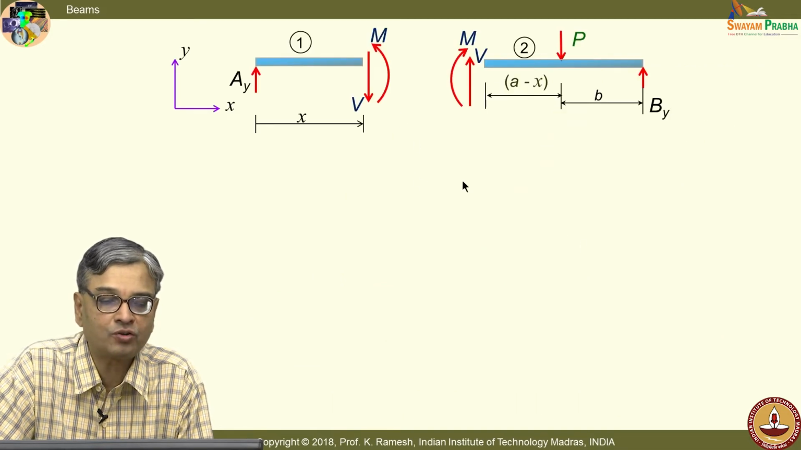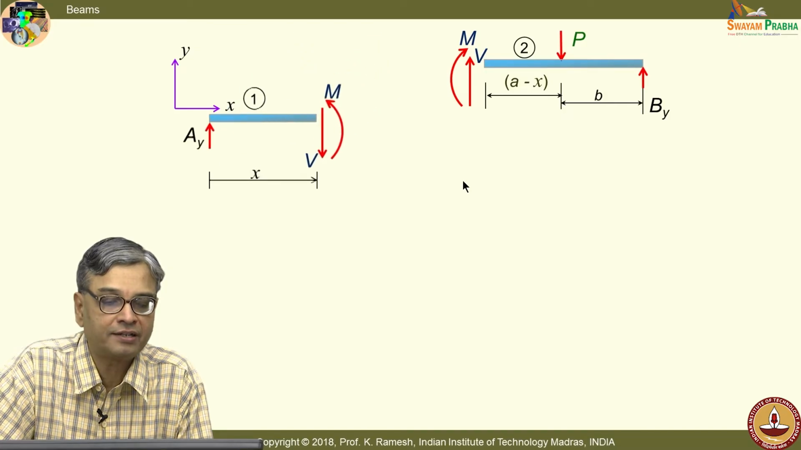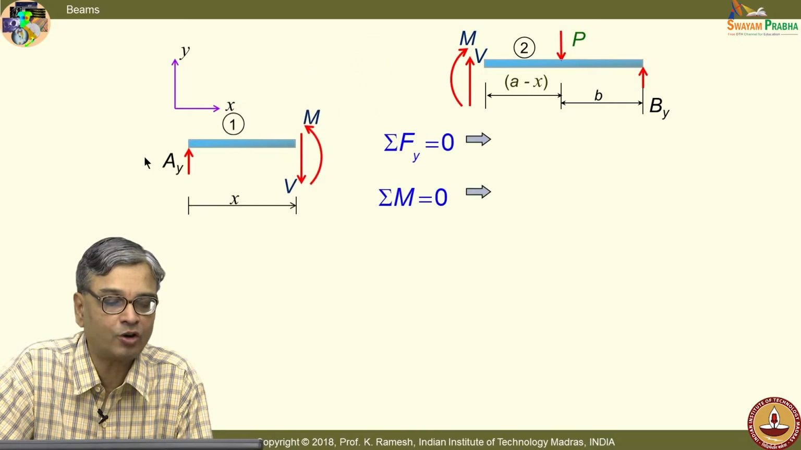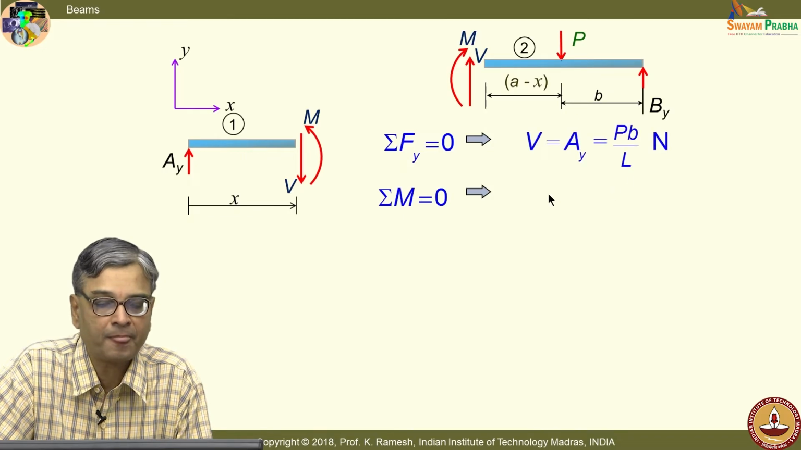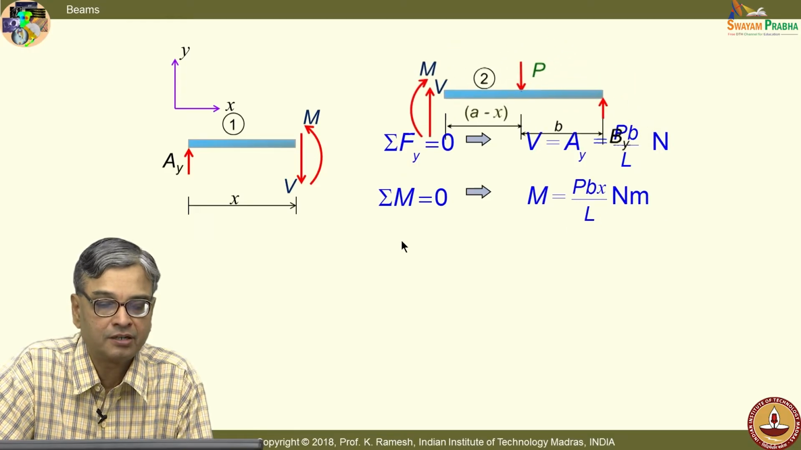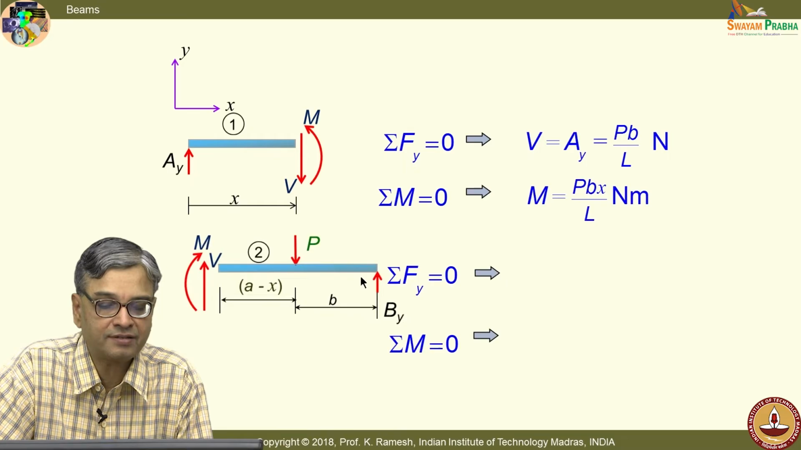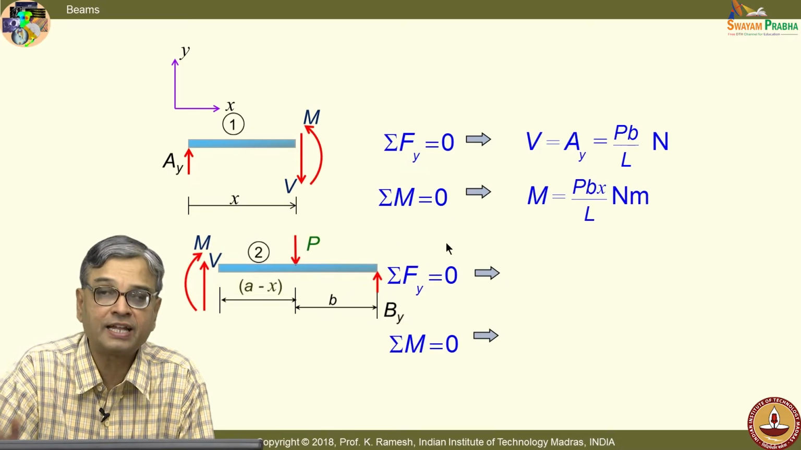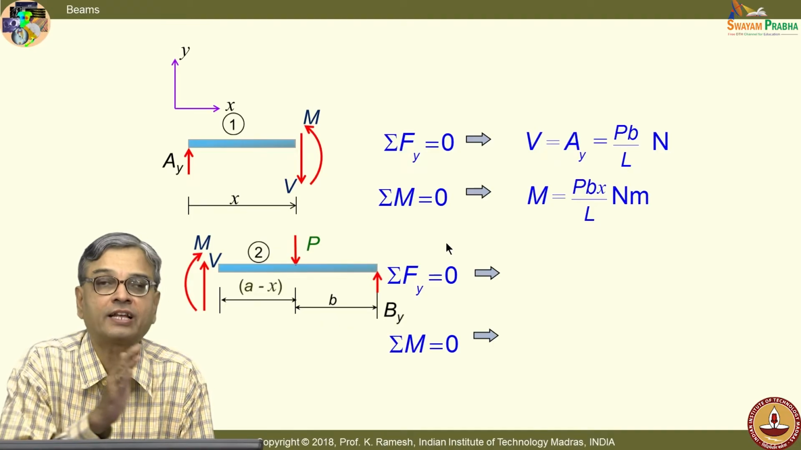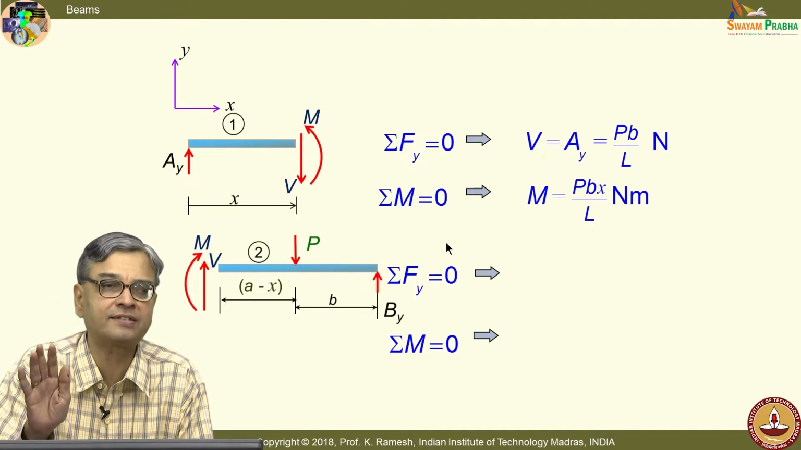And we would also calculate the forces. We have already determined what is AY. AY is, I think, PB by L, and I have M as PBx by L. Whether I analyze the left portion or the right portion, I get the same answer, there is no difference.